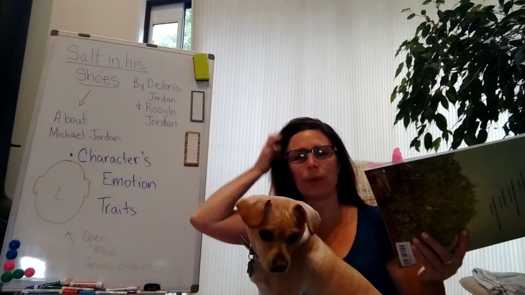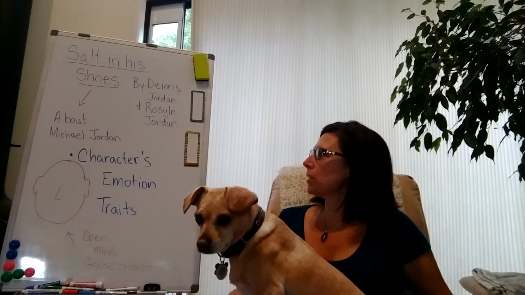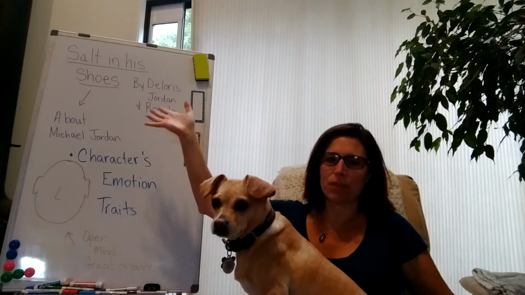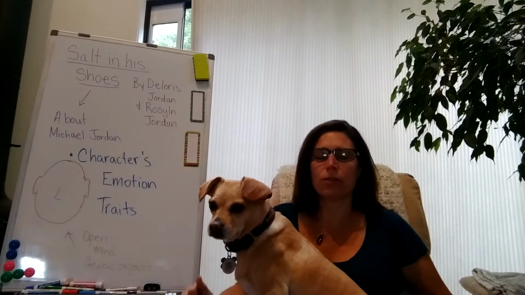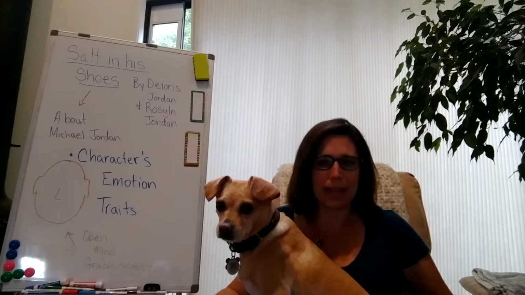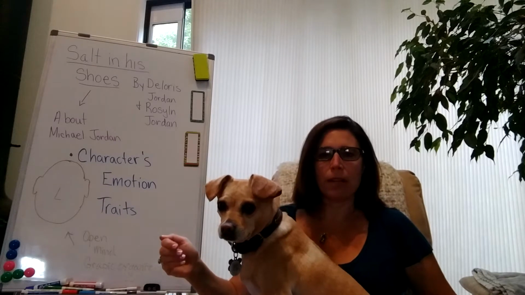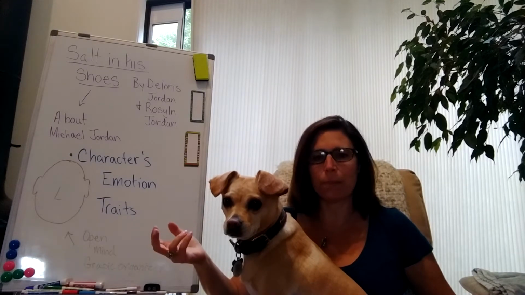Good morning. We are going to look at Salt in His Shoes today by Dolores Jordan and Rosalind Jordan. And it's about Michael Jordan. And just to point out the obvious, Jordan, Jordan, and Jordan. So this story was written about a famous athlete by his family members. What we're going to use this book for in class is to study our Readers and Writers Workshop, of course.